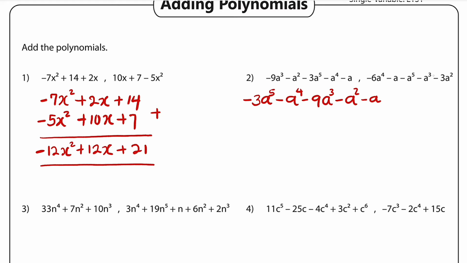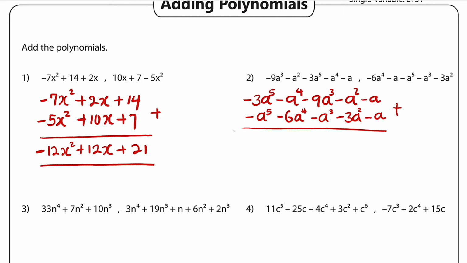All right, let us take the second one. The highest power here is negative a to the power of 5, so we are going to bring it here, negative a to the power of 5, followed by negative 6a to the power of 4, followed by negative a to the power of 3, then followed by negative 3a to the power of 2, then followed by negative a. Remember, we are adding. We start from the left hand side.